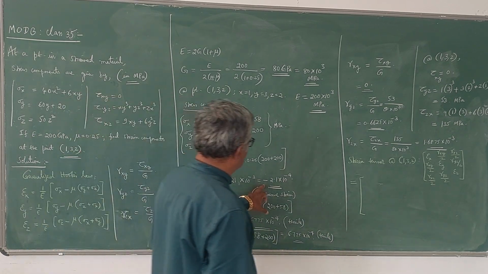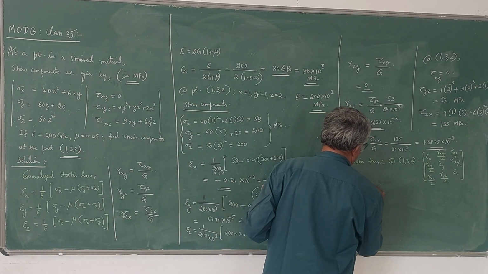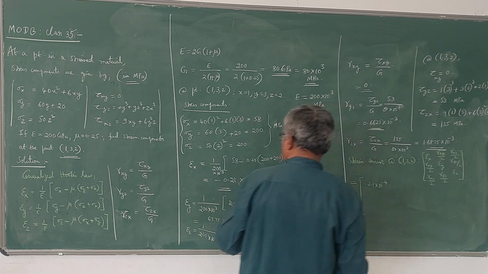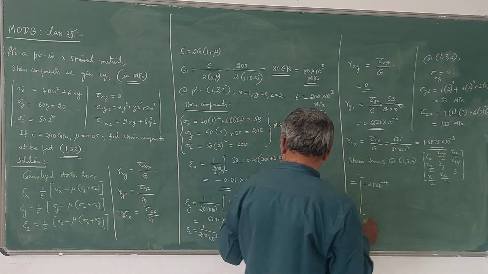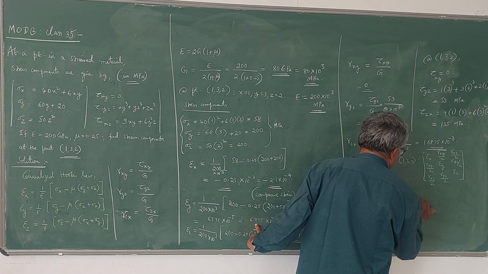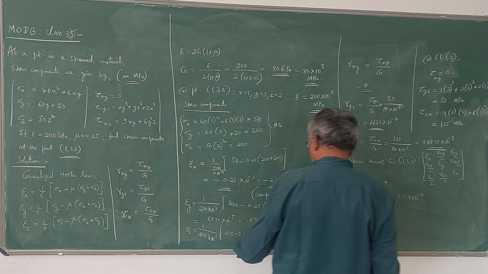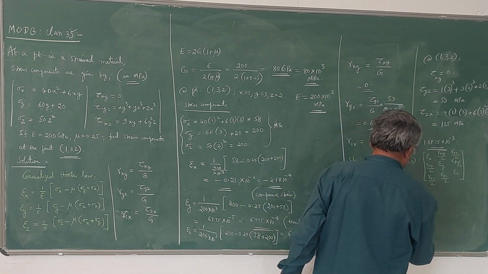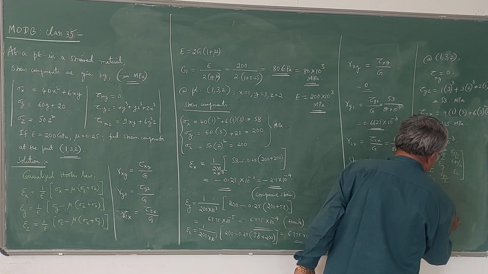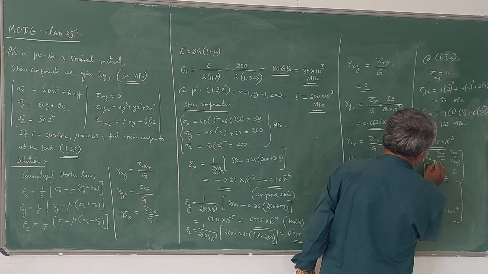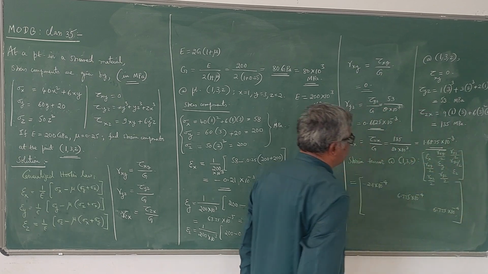Epsilon x is minus 2.1 into 10 power minus 4, that is the first diagonal element. Epsilon y is the next diagonal element, 6.774 into 10 power minus 4, positive. Then this value is 6.775 into 10 power minus 4. So these are the epsilon x, epsilon y, epsilon z values.